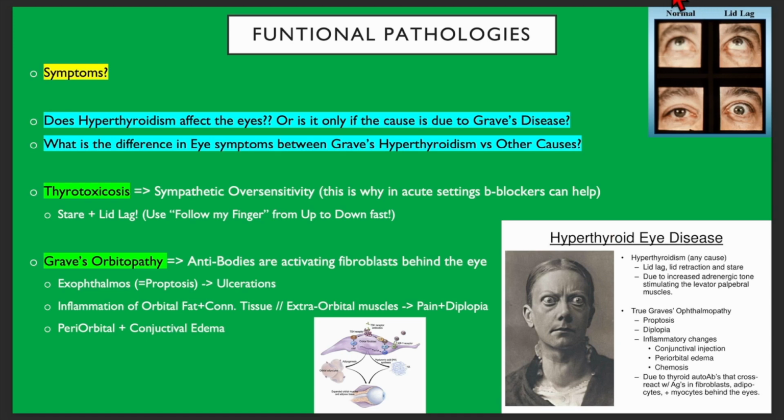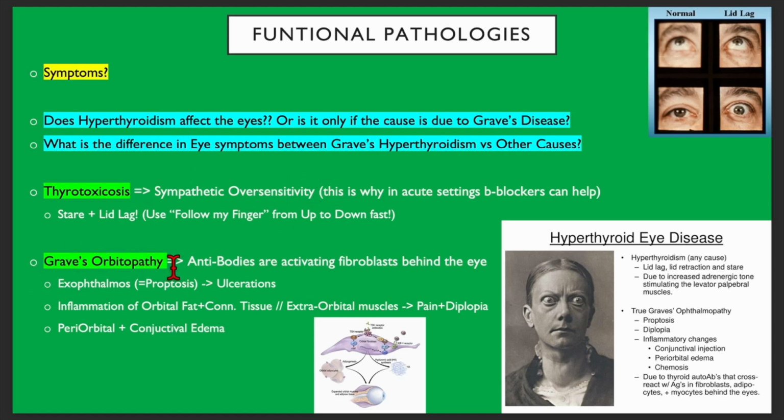So you put your finger on the top of the head, and then from up you bring it down very fast to your level, and normally the top eyelid should come down. You see the eyelid should follow normally with the eye. What we call a lid lag is when the top part here and here is the same. It didn't come down to the level. So the eye comes first, but the eyelid, because it's a muscle, is slow to come down. This is called lid lag. So that's how it manifests in hyperthyroidism. It's due to sympathetic oversensitivity.